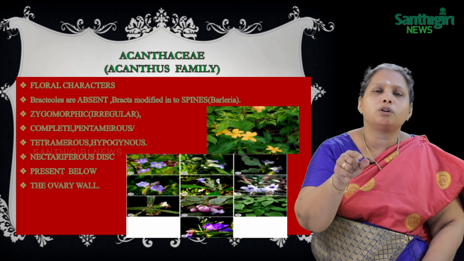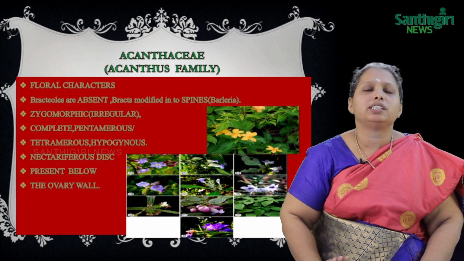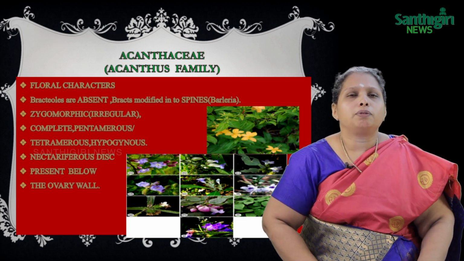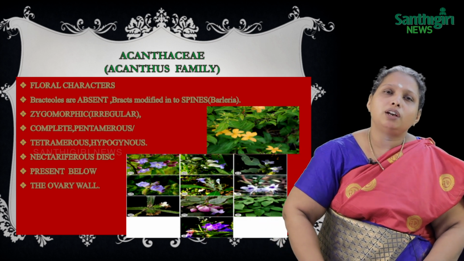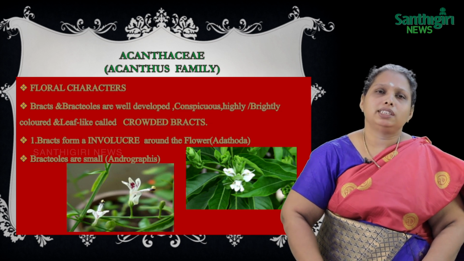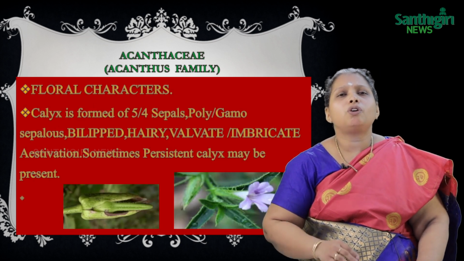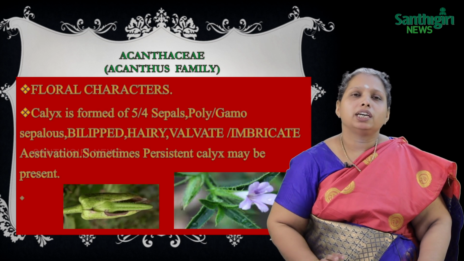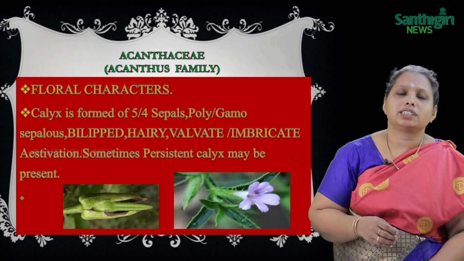1 to alpha, or BRL 1 to alpha. That is the condition about the flowers. All are irregular flowers, hypogynous flowers. Then pass on to calyx. Calyx is formed of 4 or 5 sepals, gamo or polysepalous.